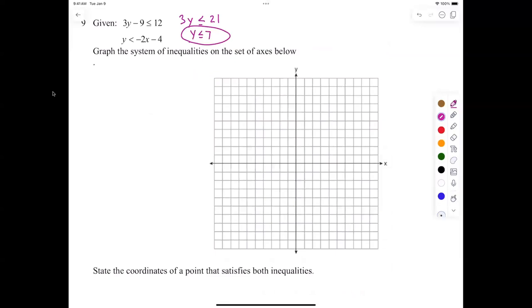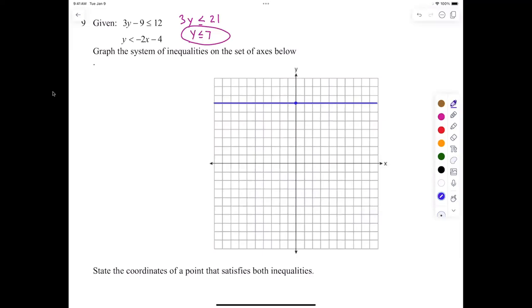So how do I graph y is less than or equal to 7? It's a horizontal line. 1, 2, 3, 4, 5, 6, 7. We draw a horizontal line. Is it solid or dotted? Solid. Dotted. It's solid.